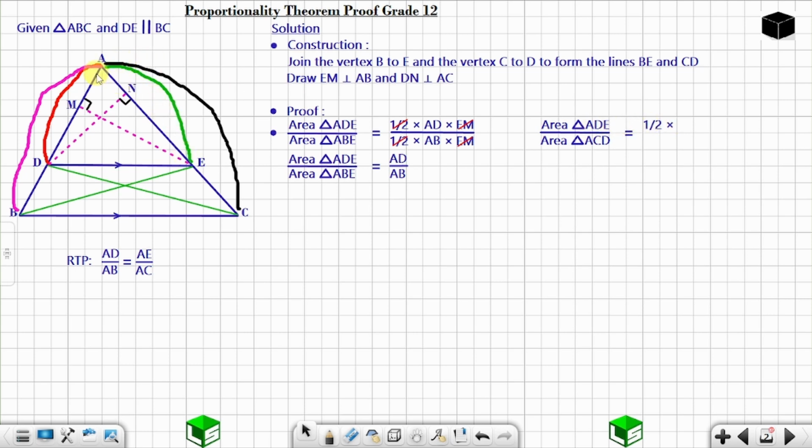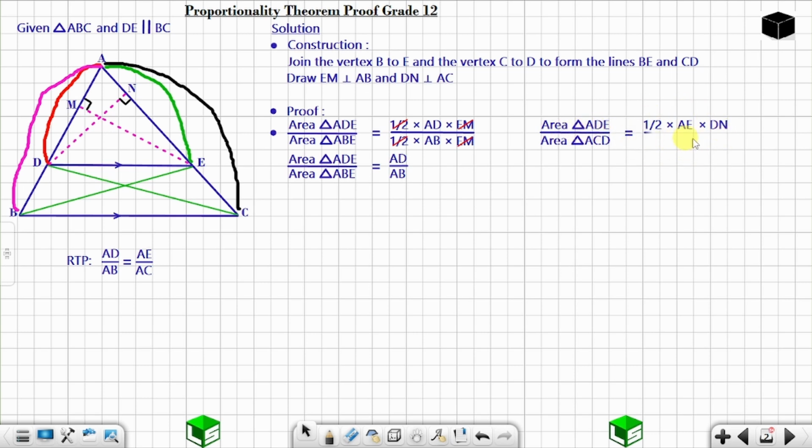The area of this triangle is a half times base. Now you are going to use AE as the base times the height. The height is DN, because DN is perpendicular to AE. For this formula to hold, you have the base perpendicular to the height. Okay, so this is right.